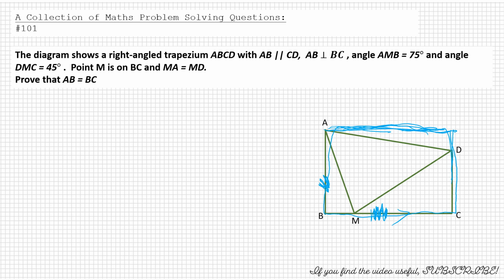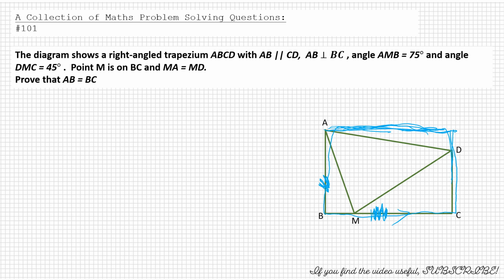That's only when AB equals BC. If it is a rectangle, then AB is not equal to BC. So that is our plan of going about the proof, and it's a long proof. It will take a bit of time, so we need a bit of patience, right?